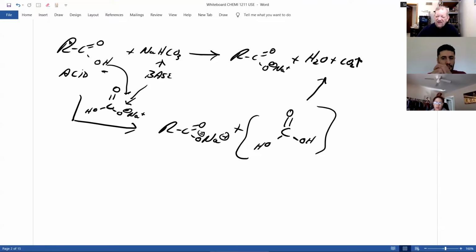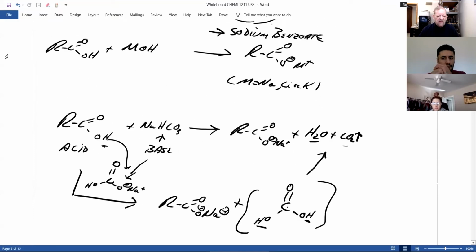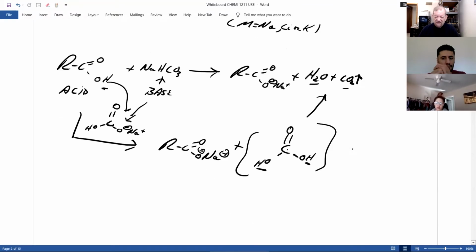If I lose this H and this OH, I'll get water. And what's left behind? One carbon and two oxygens. This immediately breaks down whenever it's formed to form water and carbon dioxide. So let's take a look at the following. Remember, carboxylic acid plus sodium bicarbonate baking powder gives you carboxylate anion, water, carbon dioxide.